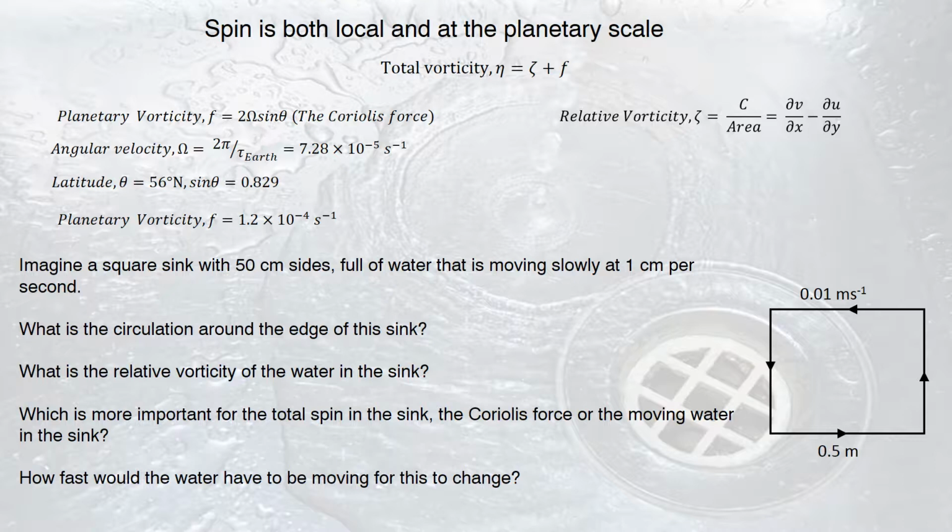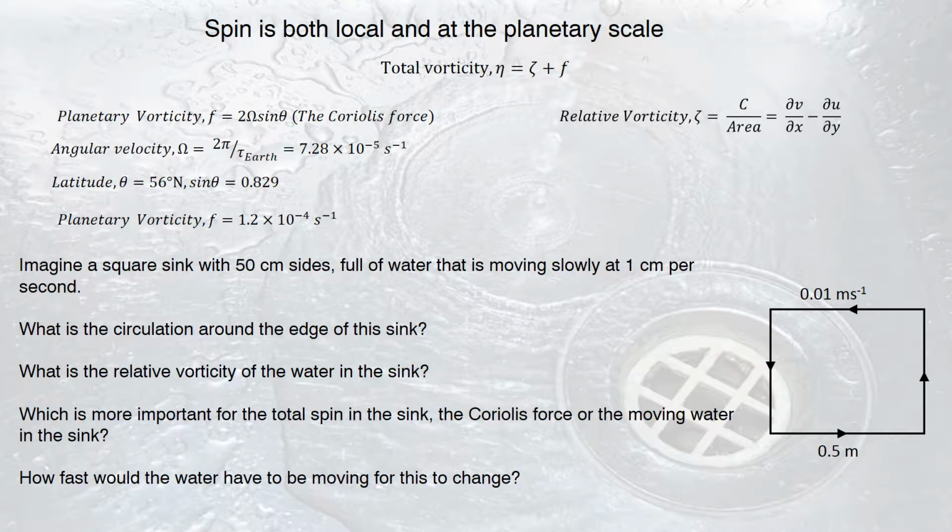So what this means is that the Coriolis force is not relevant for water spiralling around in your sink. It's the less important. It's a smaller number. So we can say that the Coriolis force doesn't matter.